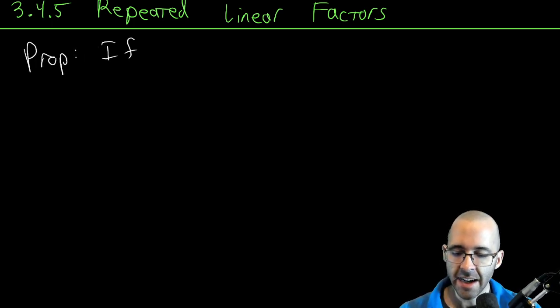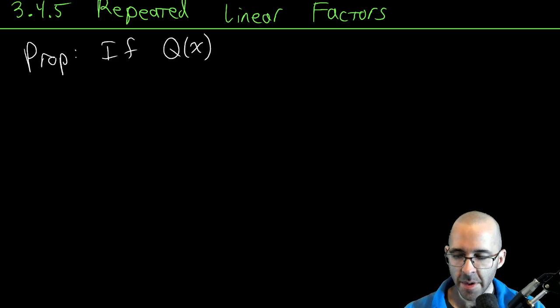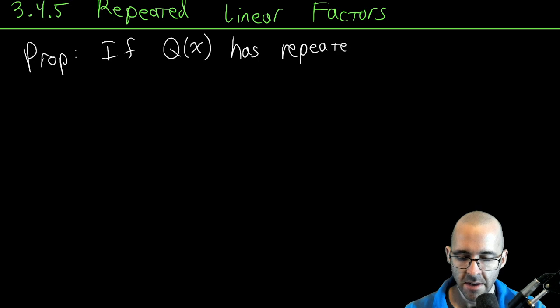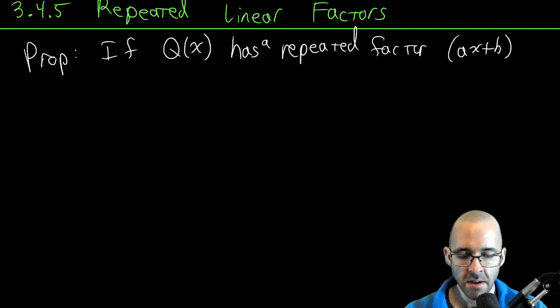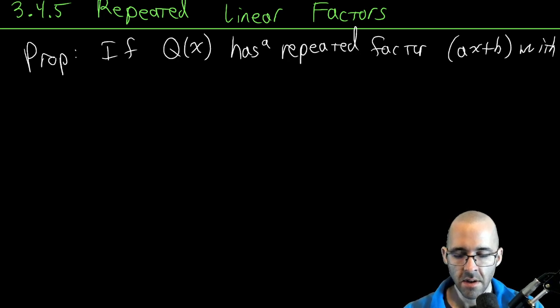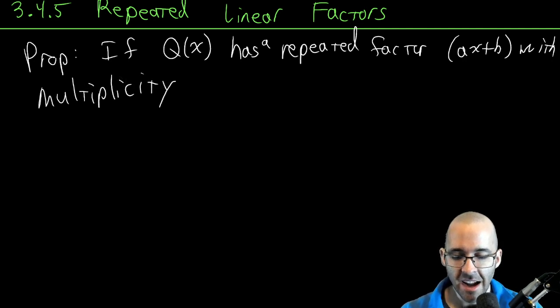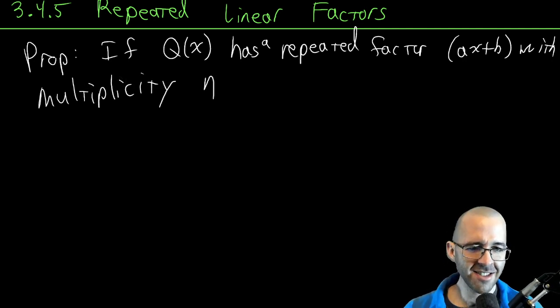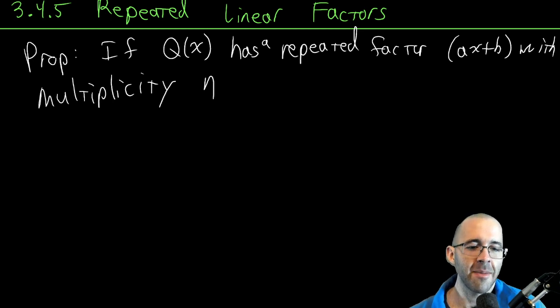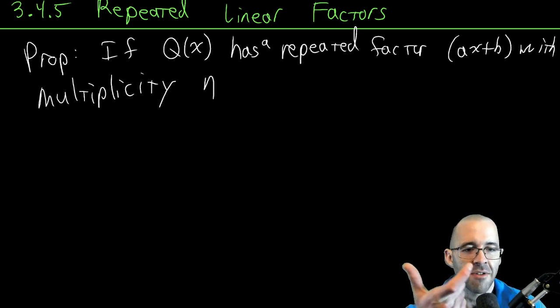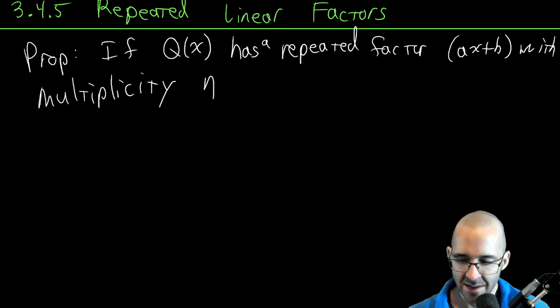So if that q of x, right, that polynomial in the denominator, has a repeated factor, ax plus b with multiplicity n. Remember what multiplicity means? If it has a factor of multiplicity n, that means when you factor it, that factor has an exponent. And that exponent will be n.